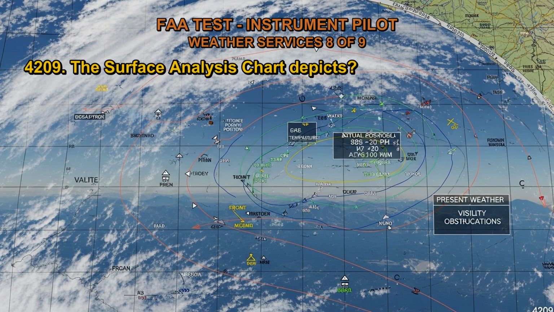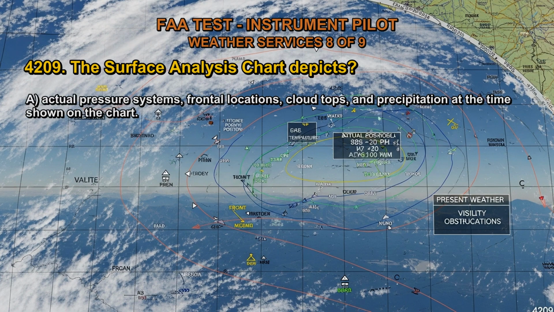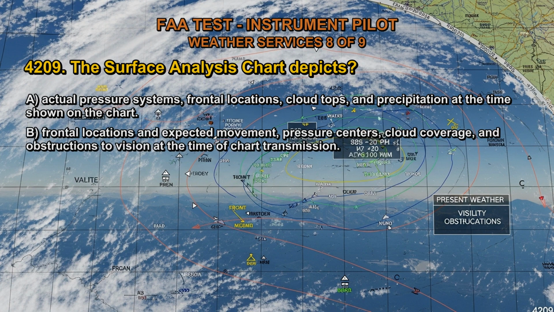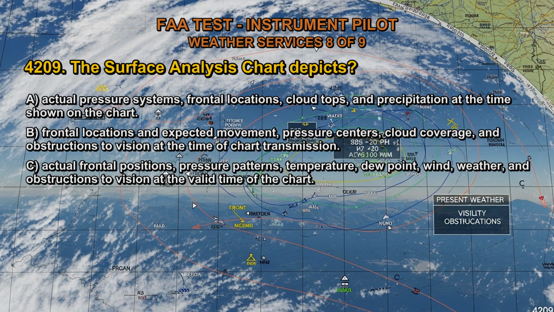4209. The surface analysis chart depicts A. Actual pressure systems, frontal locations, cloud tops, and precipitation at the time shown on the chart. B. Frontal locations and expected movement, pressure centers, cloud coverage, and obstructions to vision at the time of chart transmission. C. Actual frontal positions, pressure patterns, temperature, dew point, wind, weather, and obstructions to vision at the valid time of the chart.